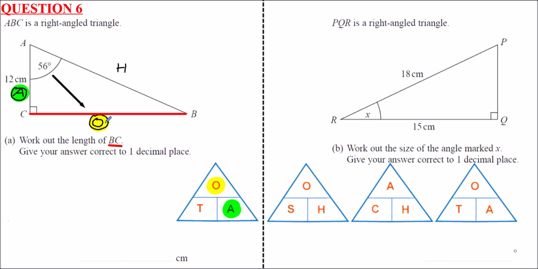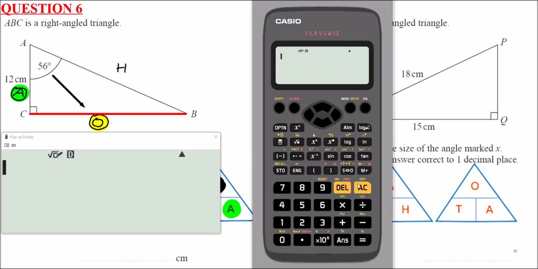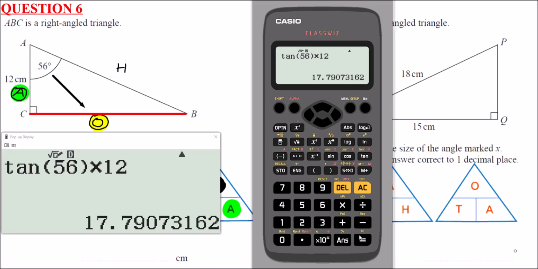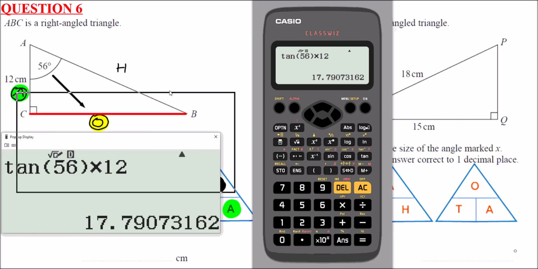So the side we want to find is O for opposite. So because we're trying to find O for opposite, we essentially just cover up O for opposite. And whatever's left tells us what to do. So we've got T next to A. That means that the opposite side is T multiplied by A. In this case, T stands for tan of the angle we're talking about. So it's going to be tan 56. And we're going to multiply that by the adjacent side, which is 12. So our calculation is tan 56 multiplied by 12. So tan 56, close the brackets, multiplied by 12, press equals 17.7, and so on and so on.